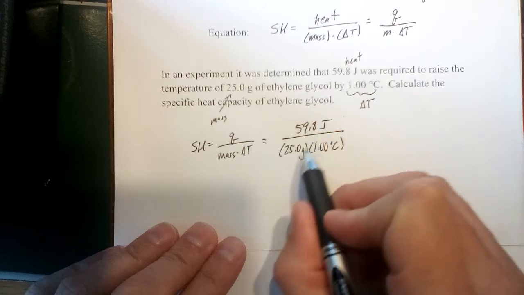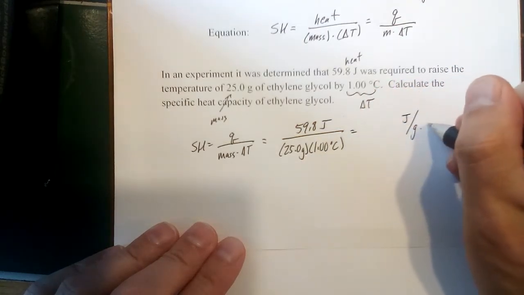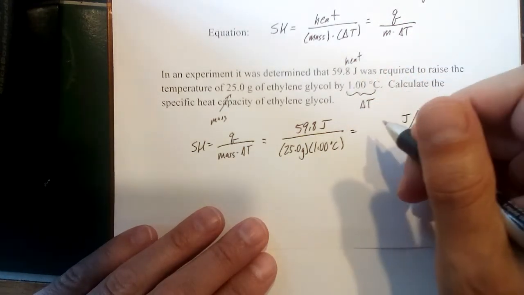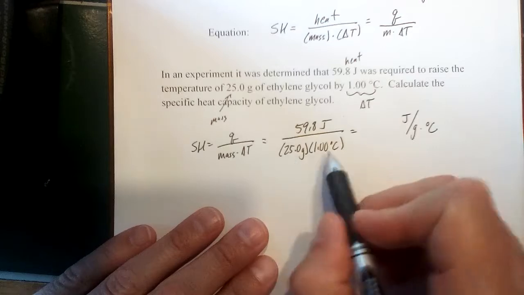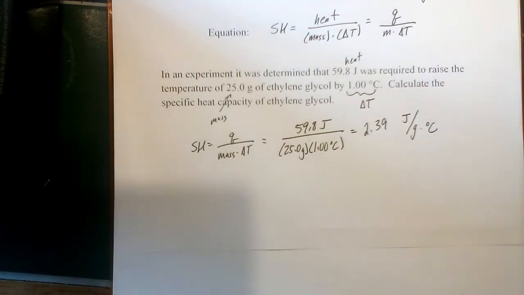Unit-wise here, joules on top, grams degrees C on the bottom. Nothing cancels out, but that's good because those are the units we want to describe heat capacity, joules per gram degree Celsius. So we just punch in the numbers, 59.8 divided by 25, and we don't have to divide by 1. That gives me 2.392. Everything that went in there is 3 sig figs, so my answer should also be 3 sig figs. So 2.39 joules per gram degree C would be the specific heat capacity of ethylene glycol in the problem.